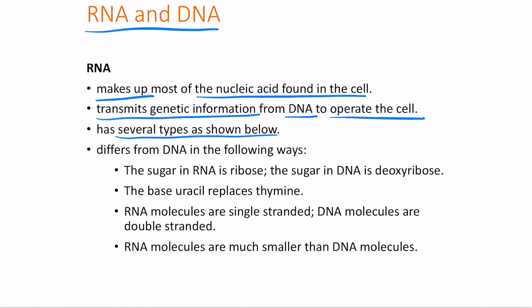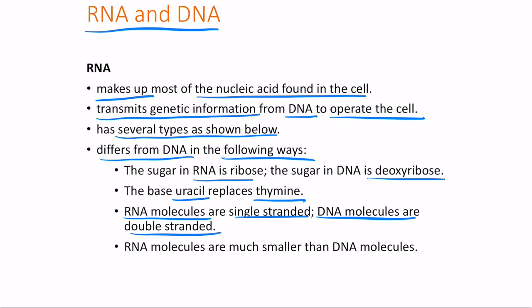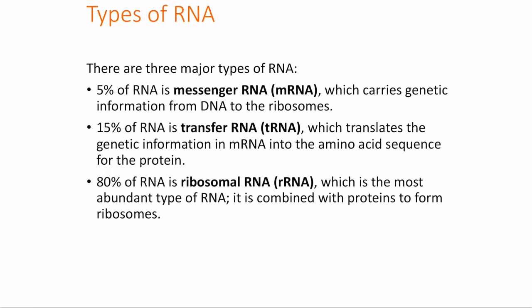They also differ from DNA in the following ways. First, the sugar is a ribose, and the sugar in DNA is a deoxyribose. The base uracil replaces thymine, and RNA molecules are single-stranded and DNA molecules are double-stranded. And RNA molecules are generally much smaller than DNA molecules. Remember the first thing, that it's single-stranded, which means that it is really small, and these are not that large in comparison to DNAs.